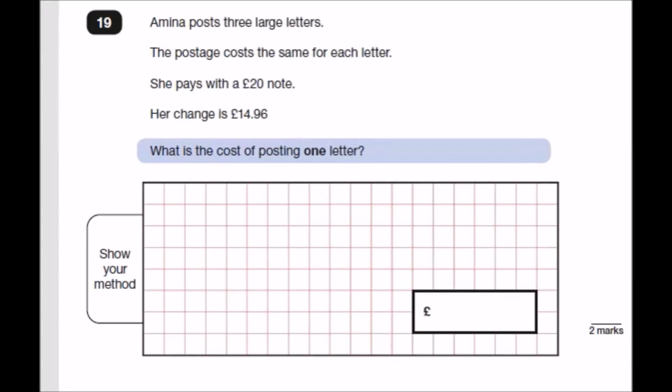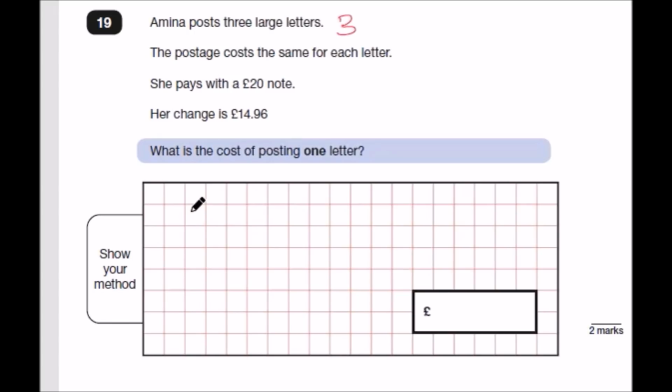Good? Right, 19. So Amina posts 3 large letters. Okay, so she got 3. Let me write down. The postage costs the same for each letter. Noted. She pays with a £20 note and her change is £14.96. What is the cost of posting a single letter? So, first things first, let's find the difference and that'll be equivalent to the price of 3 letters. And then we can just divide the answer by 3.